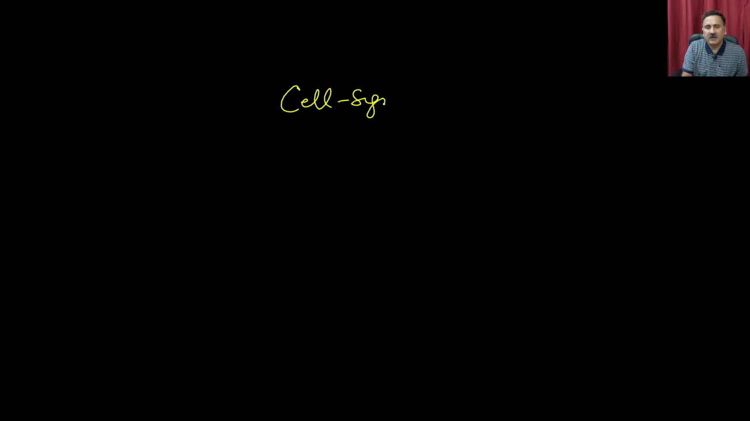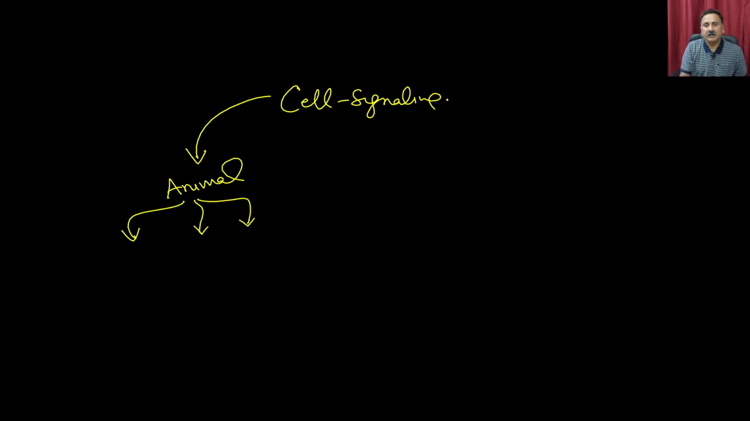So far, what we have discussed is cell signaling, right? We have discussed cell signaling in the animal system, where we discussed the hormones, the different types of receptors and so on. And now we are going to start the discussion about how cell signaling works in the plant system.